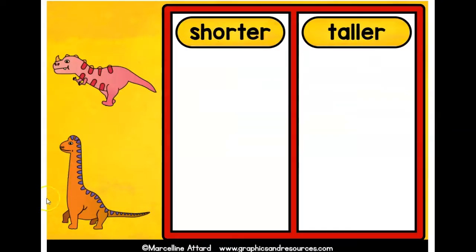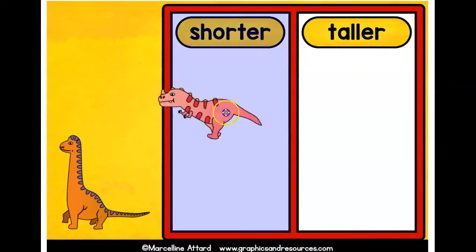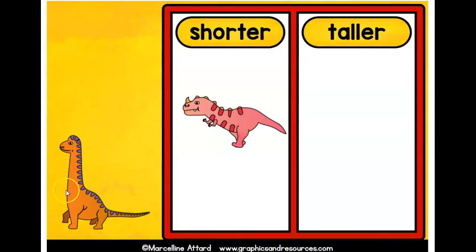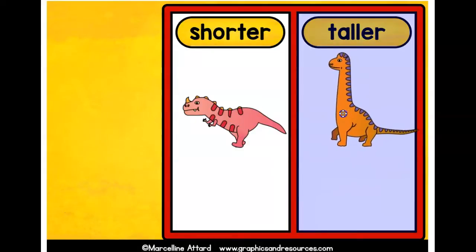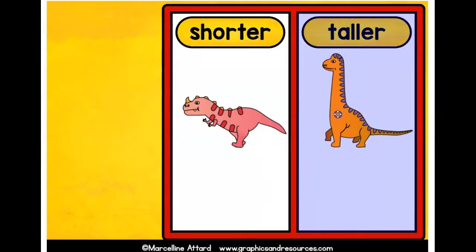It's your turn. Which dinosaur is shorter? Dinosaur 1 or dinosaur 2? If you said dinosaur 1 is shorter, you are exactly right. When we put them side by side, we can see that dinosaur 2 is taller. Great job.